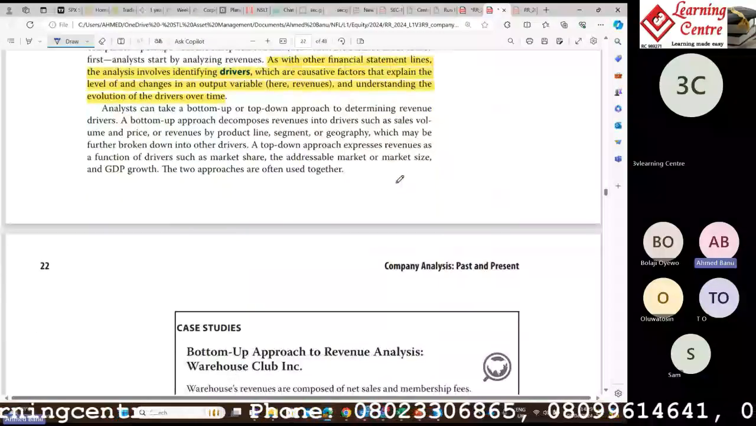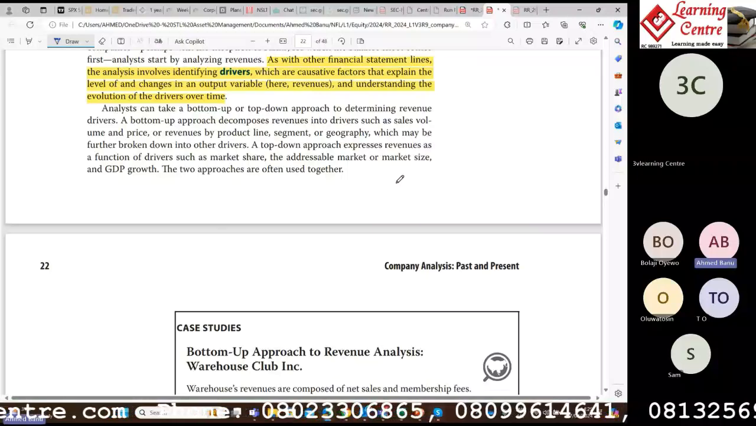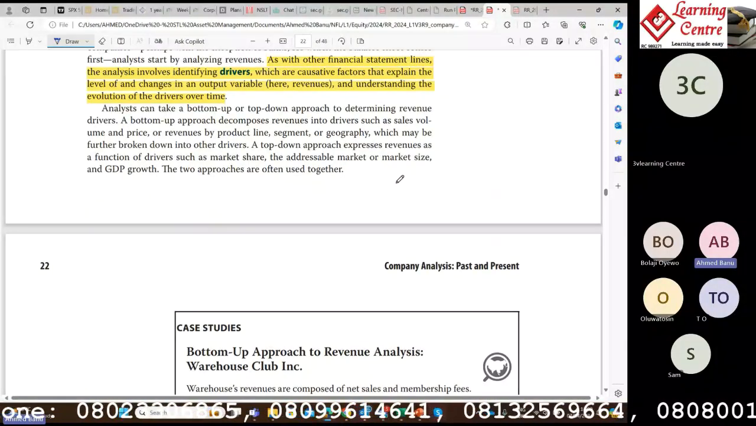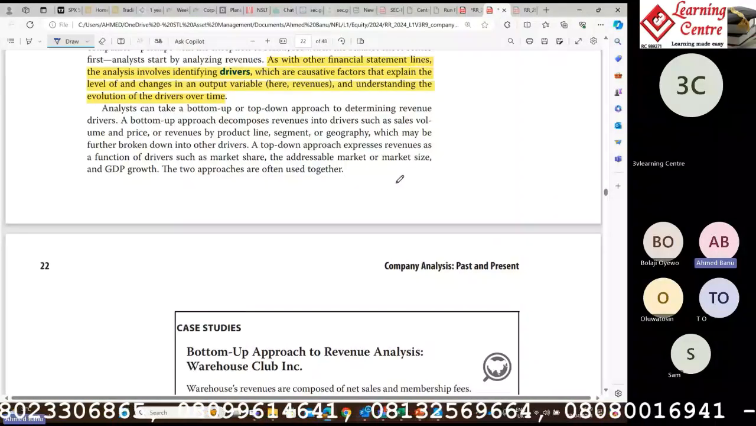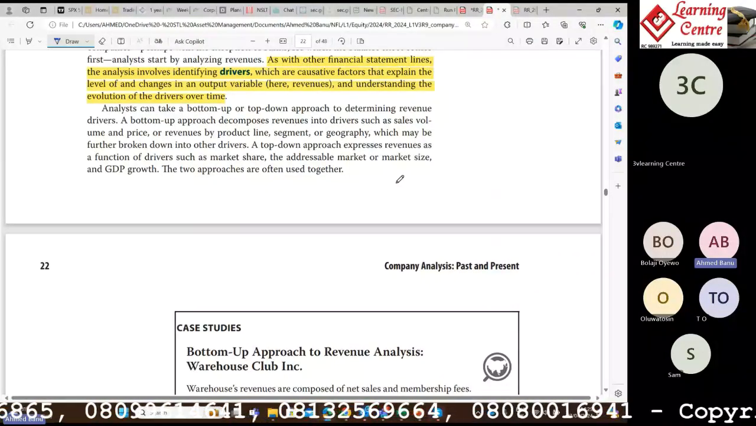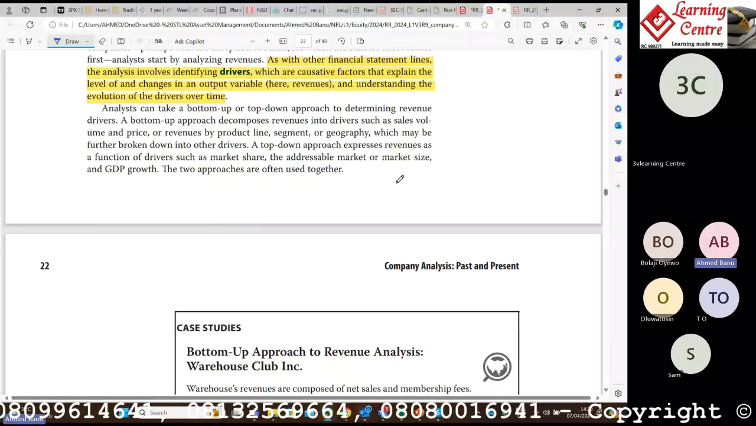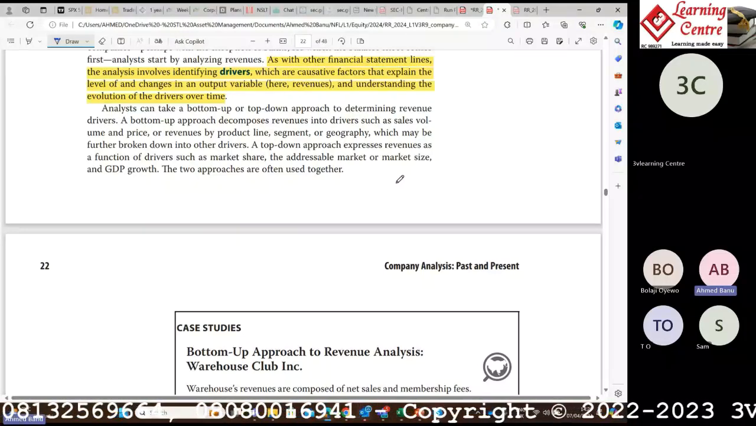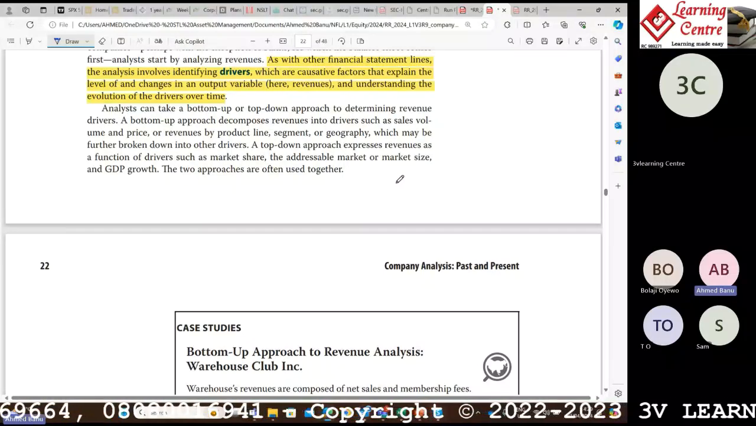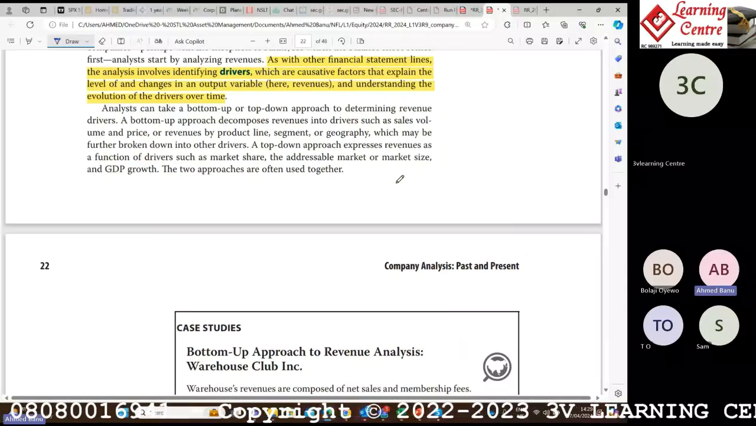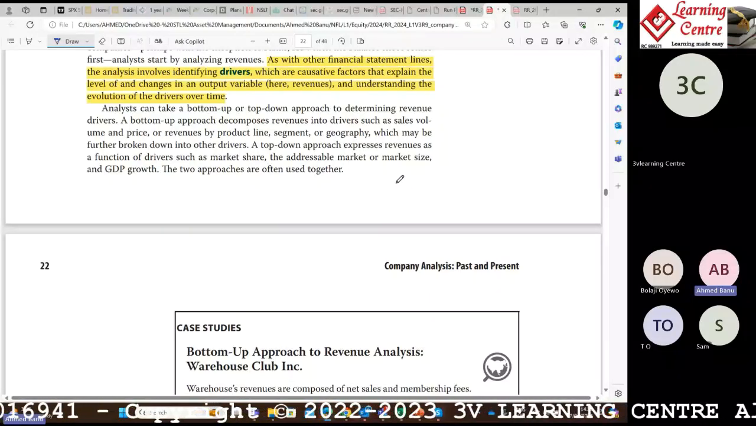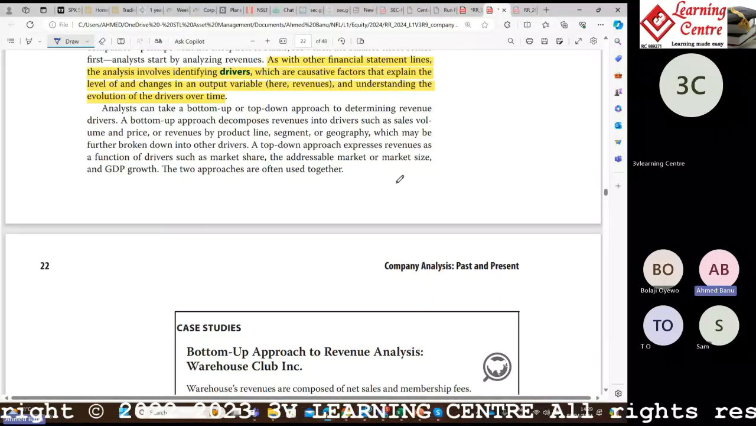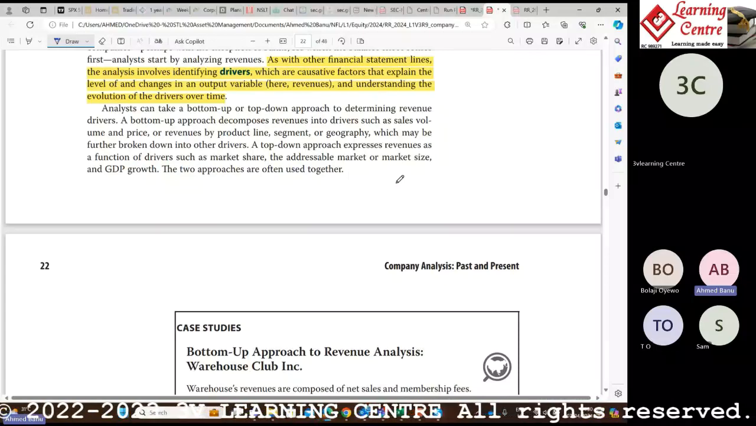So you can either do a bottom-up approach or a top-down approach. The bottom-up approach decomposes revenue into drivers such as sales volume and price, revenue per product, segment, and geography, starting from the basics: what is your volume, what is your price, what are the factors driving your volume, where is your volume coming from? Are you selling in Abuja? Lagos? Port Harcourt? Kano, Kaduna, spread across different states? Which state gives you the highest volume?